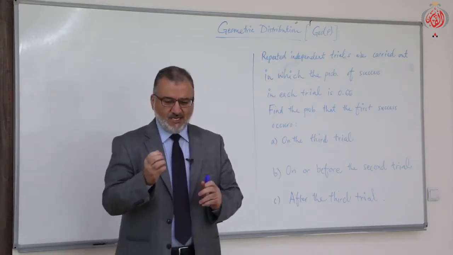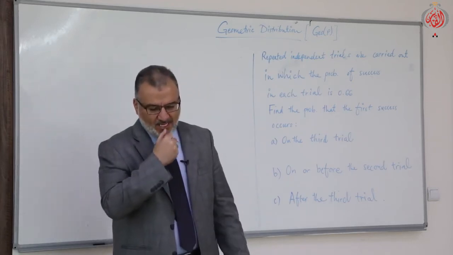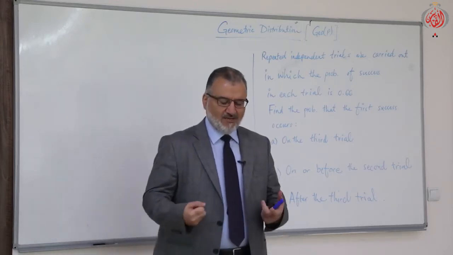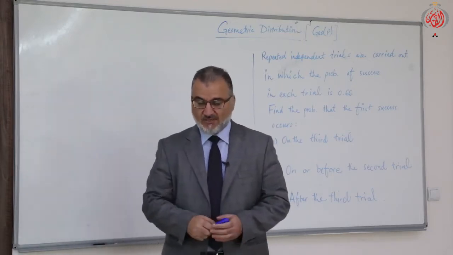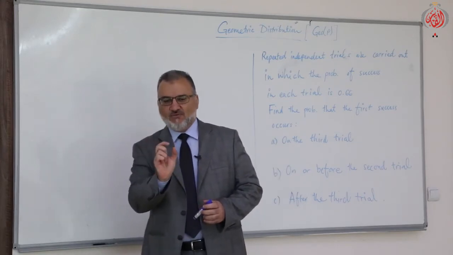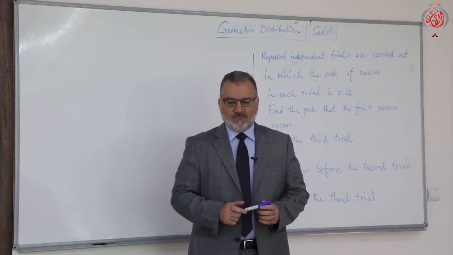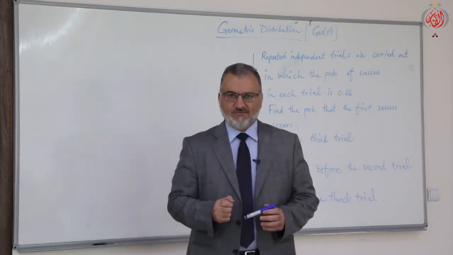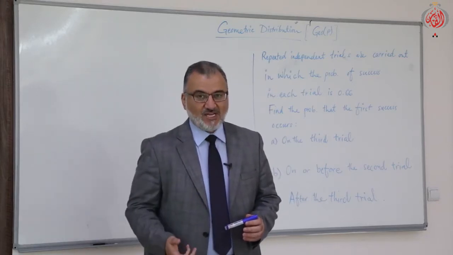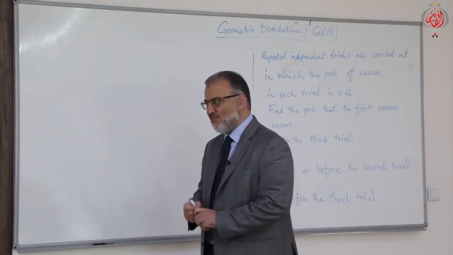Okay. Suppose that we have a die now. If we roll a die, and we are interested in the face 4, okay? Now if I ask you, what is the probability that from the first trial we will get 4? Of course, the answer is 1/6.